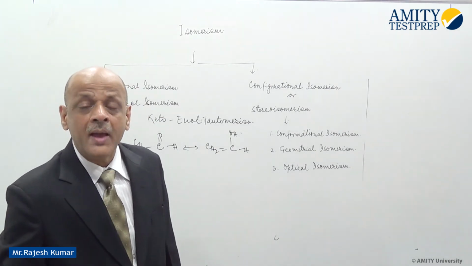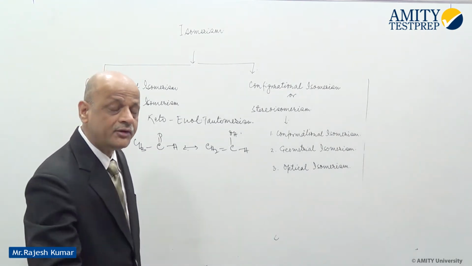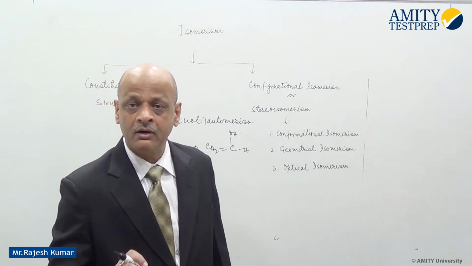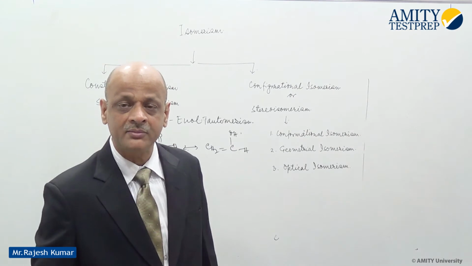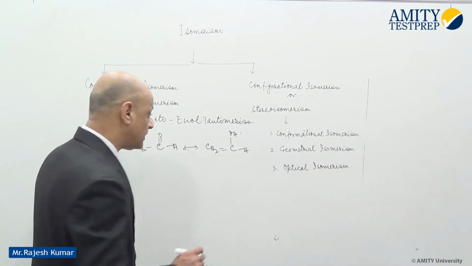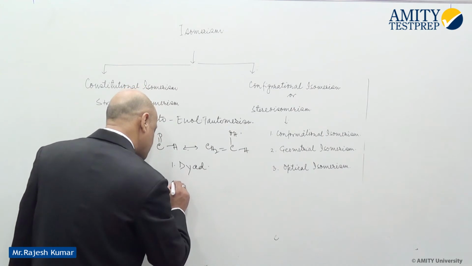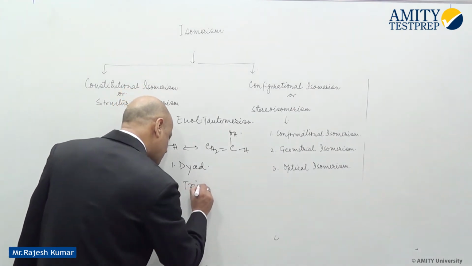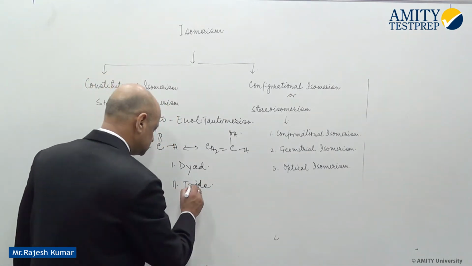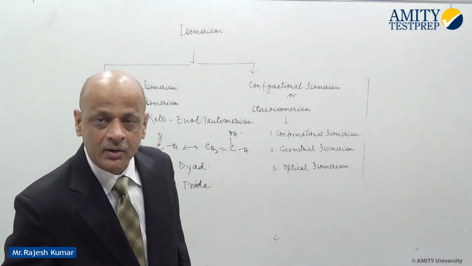Now, the types of tautomerism. It is of the following two types. This type is classified on the basis of the number of atoms covered by hydrogen during the oscillation. One is called diad, another is called triad. Diad: if the oscillation of hydrogen atom covers two atoms, this is called diad.